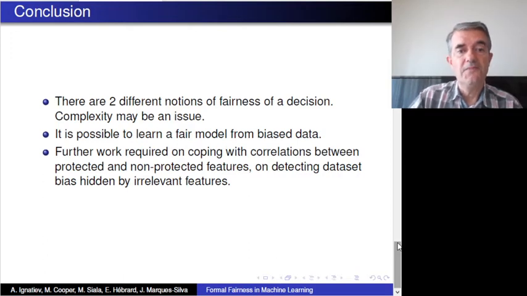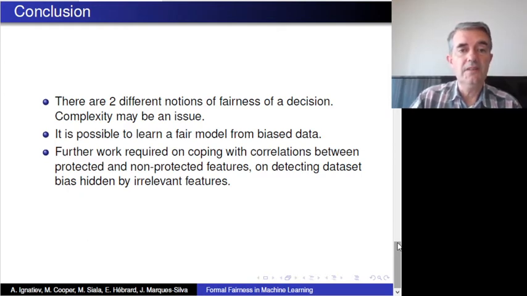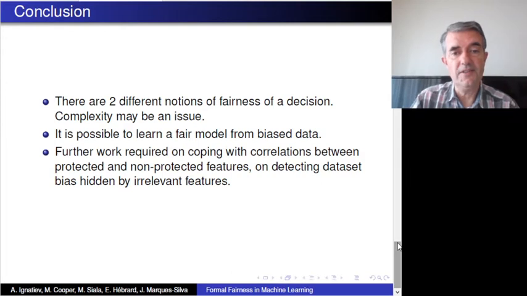What I haven't talked about here is the local notion of fairness, the fairness of a particular decision. Now here we actually found two different notions, and we analyze the computational complexity, and here complexity may be an issue. But the main positive point of this paper is that we've shown that it is possible to learn a fair model from possibly biased data. Nonetheless, there is obviously further work required to deal with, for example, correlations between protected and non-protected features, or presence of irrelevant features which can hide dataset bias.